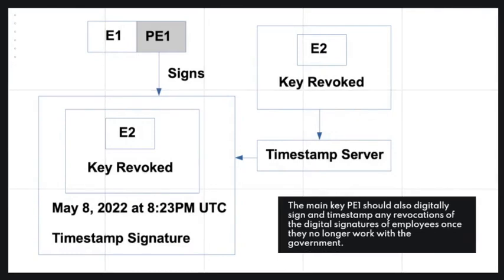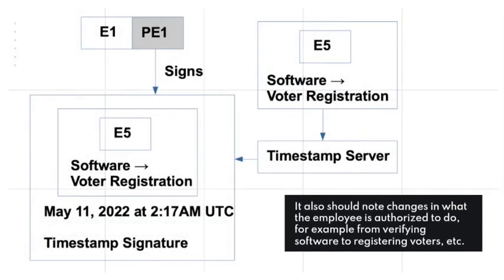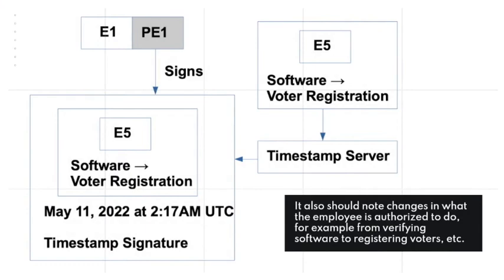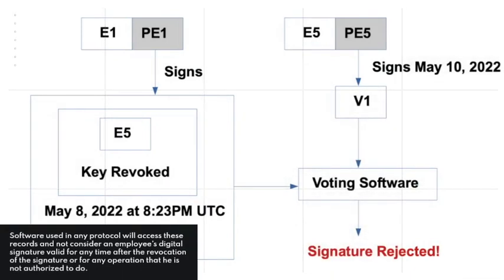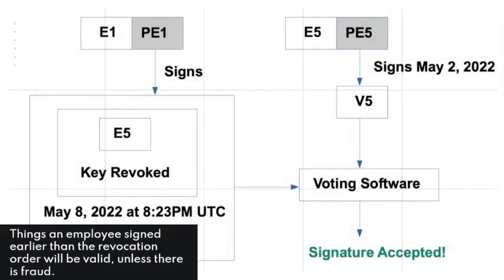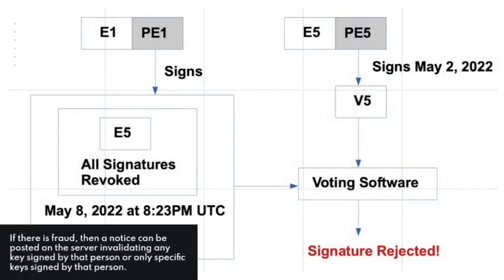The main key PE1 should also digitally sign and timestamp any revocations of the digital signatures of employees once they no longer work with the government. It also should note changes in what the employee is authorized to do, for example from verifying software to registering voters, etc. Software used in any protocol will access these records and not consider an employee's digital signature valid for any time after the revocation of the signature or for any operation that he is not authorized to do. Things an employee signed earlier than a revocation order will be valid, unless there is fraud. If there is fraud, then a notice can be posted on the server invalidating any key signed by that person or only specific keys signed by that person.